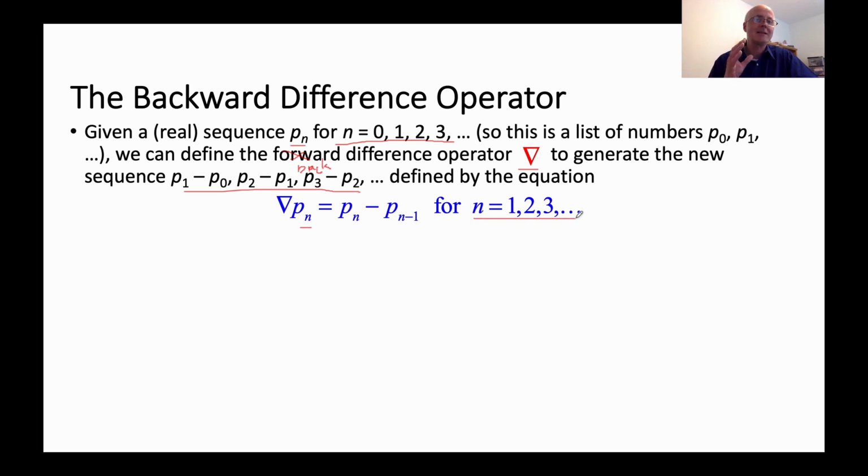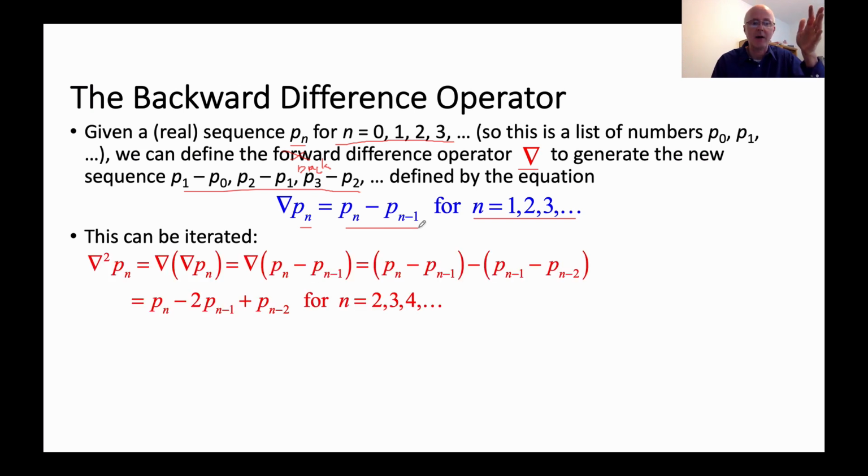So while capital delta of P0 is P1 minus P0, nabla of P1 is P1 minus P0. Kind of weird, but hang with me here. It's worth writing it this way. This can be iterated just like before. We can have nabla squared and nabla cubed and nabla to the k power, which really means nabla squared means apply nabla twice, nabla cubed means apply it 3 times, etc.